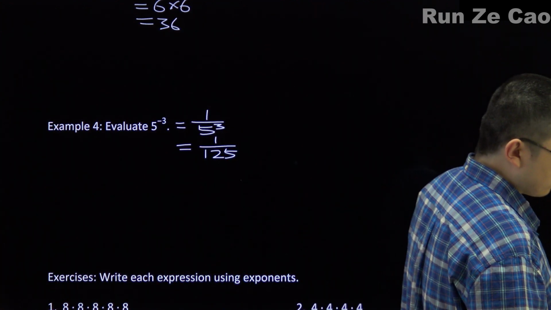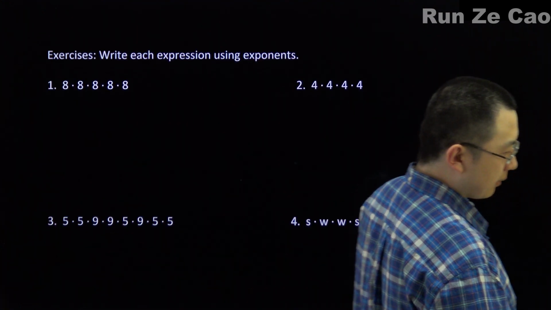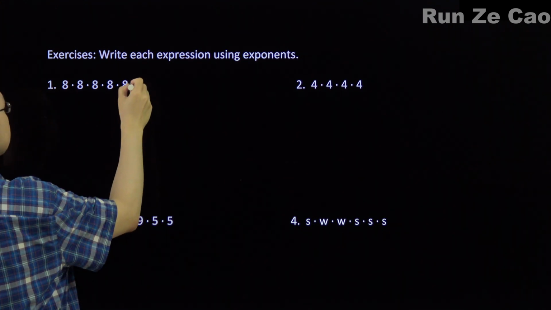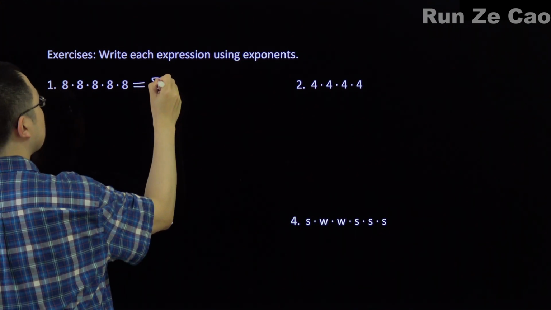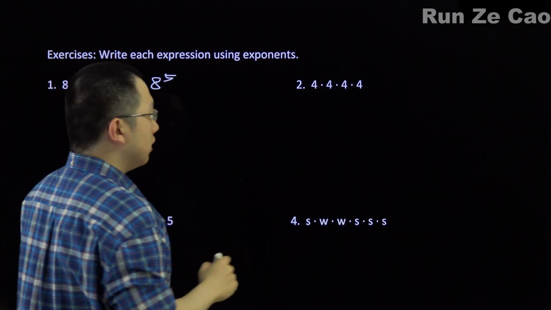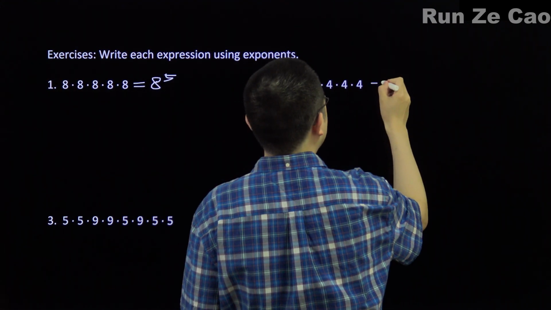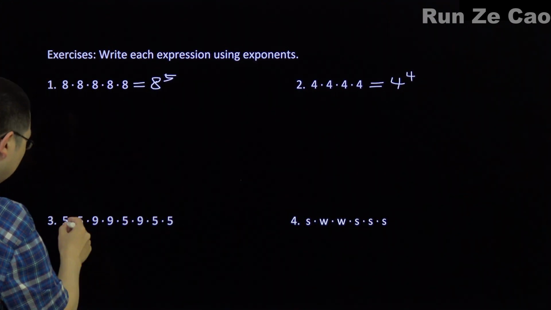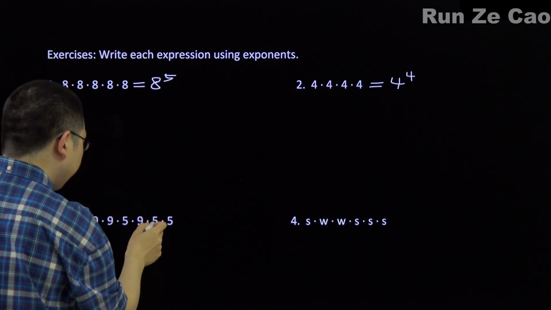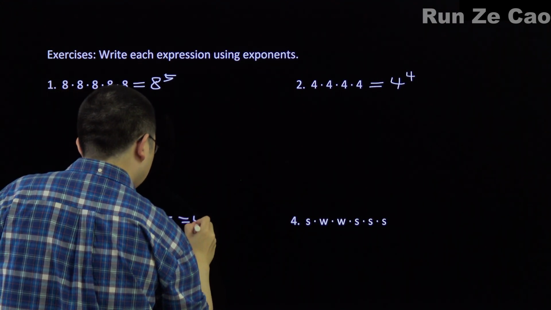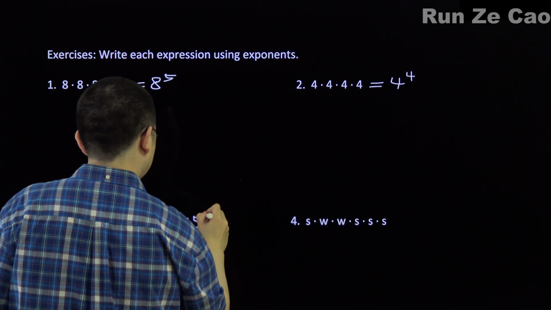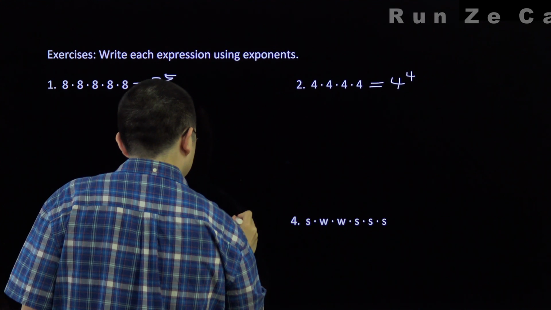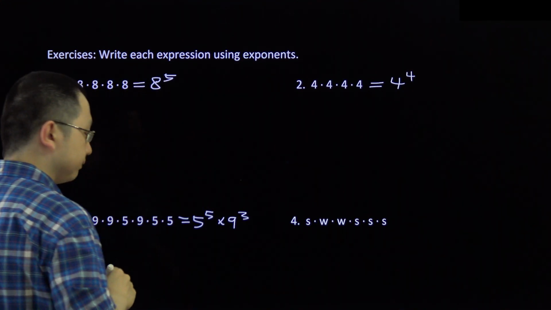Now exercises. Write each expression using exponents. 8 times 8 times 8 times 8 times 8 is equal to 8 to the fifth power. You have 4 4s multiplied together, which is 4 to the fourth power. And if you have how many 5s? 1, 2, 3, 4, 5. So that's 5 to the fifth power. And how many 9s do you have? 1, 2, 3. Times 9 to the third power.